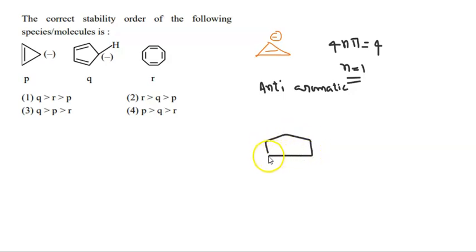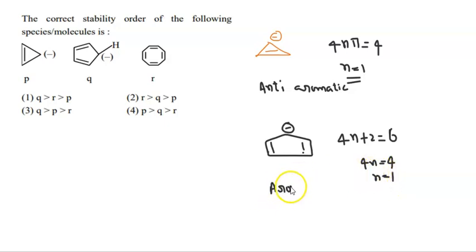But if I am going to take cyclopentadienyl anion, it is a cyclic compound, planar, conjugated, and 4n plus 2 is equal to 6 pi electrons, that is 2 plus 2 plus 2. Then 4n is equal to 4, n is equal to 1, a whole number. So it is an aromatic compound. Aromatic compounds are highly stable.